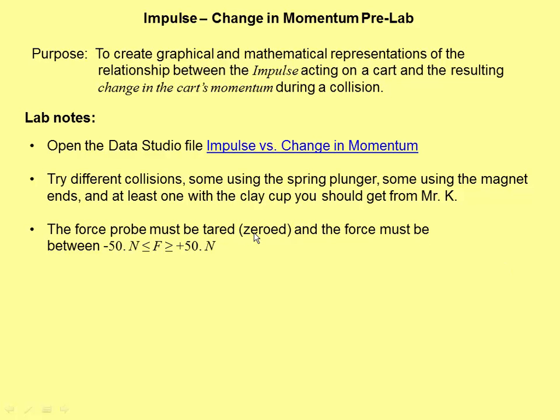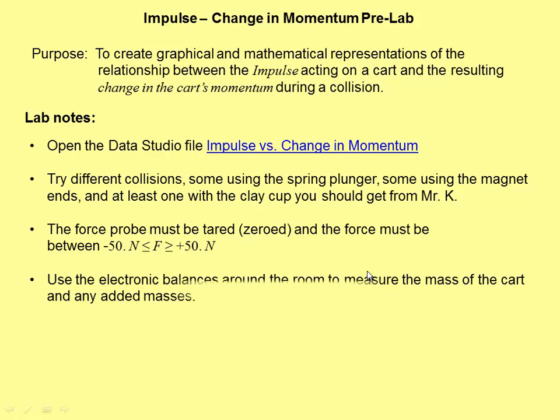Now don't forget to zero or tare the force probe. There's a little button on the side of it. And your forces have to be between positive and negative 50 newtons. If it goes above 50, you push too hard, redo it, don't push as hard. All right? Don't use a trial where the force goes above 50. Otherwise, we can't guarantee that the force probe is accurate.